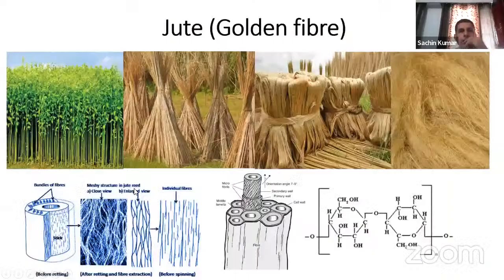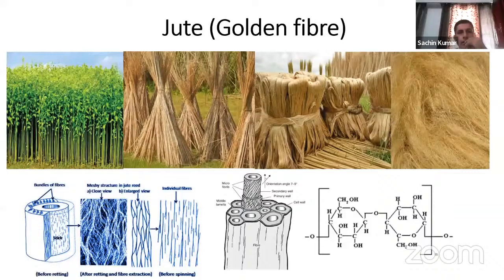Another fiber, jute, which we can also call a golden fiber due to its golden color. We are the biggest producer of jute, and not only the biggest producer, India is the biggest exporter of jute also. Similar to linen, this is also a bark fiber, but it is easily grown in the Yamuna Gangetic plain of India, because it consumes a lot of water.